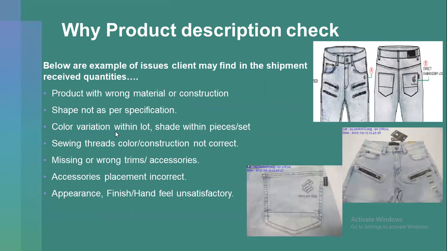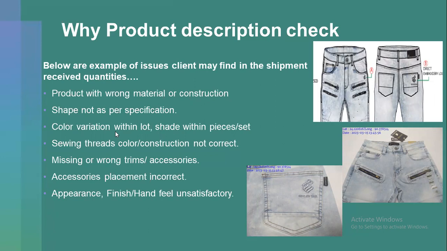Next is the product description check. In the product description check, we are going to ensure there is no product with wrong material or construction. It should match the client specification and requirement, and the shape should match the specifications. Check for color variation within the lot or shade within a piece. Sewing thread color and its construction have to match. Check for missing or wrong items and accessories, accessories placement, then appearance, finish and hand feel.